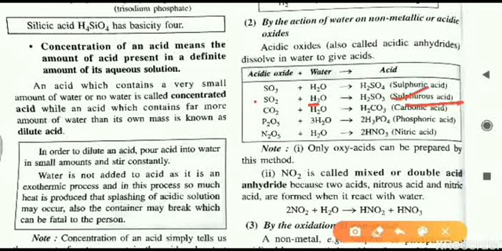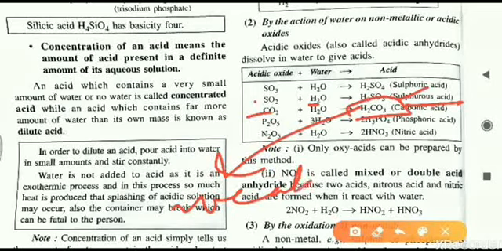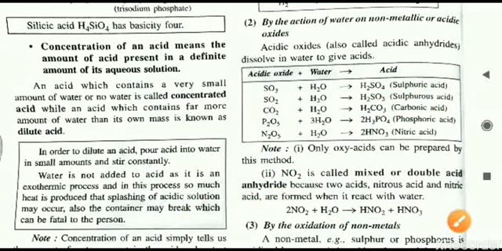Don't confuse the names between sulfuric and sulfurous. Next now CO2. CO2 combines with H2O and it will give H2CO3, carbonic acid. It is a weak acid, remember that. Next now P2O5, it will give phosphoric acid, and N2O5 gives nitric acid.